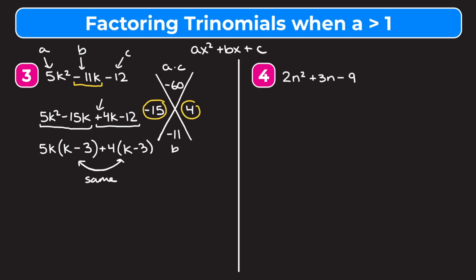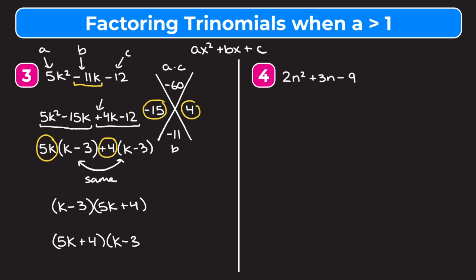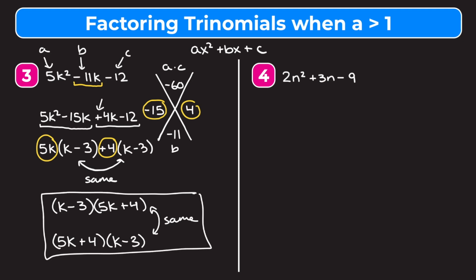And now the last step is to set up our two sets of parentheses. So we're going to take that set of parentheses that's the same. We have k minus 3. And then our second set is going to be made up of these two terms on the outside. So it's going to be 5k plus 4. And I haven't said this yet, but the order of this does not matter. So this could also be written as k minus 3 times 5k plus 4, because when we're multiplying, the order does not matter. So we get either of these two as our answer.